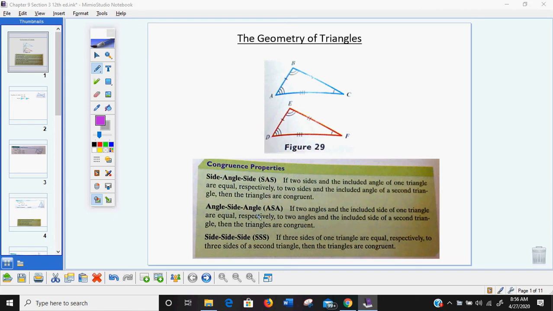The other one is angle side angle. If you can pick two angles with the side in between, prove that those are congruent, then you have congruent triangles. The last one is side, side, side. So if you can prove that all three sides are congruent, then you have congruent triangles.